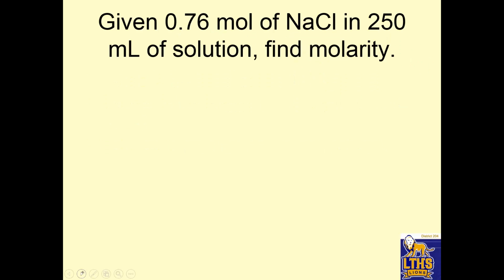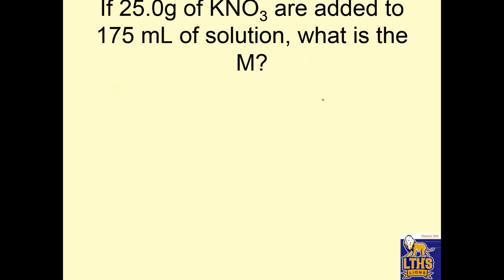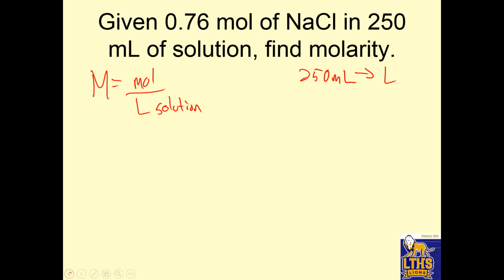Given 0.76 moles of NaCl in 250 milliliters solution, find the molarity. Well, molarity equals moles of solute over liters of solution, but I see a problem here. 250 milliliters, I need to know how to make that into liters. We're going to memorize this one. Milliliters, you just move the decimal point 3 spots over. 1, 2, 3. So 250 milliliters equals 0.25 liters.